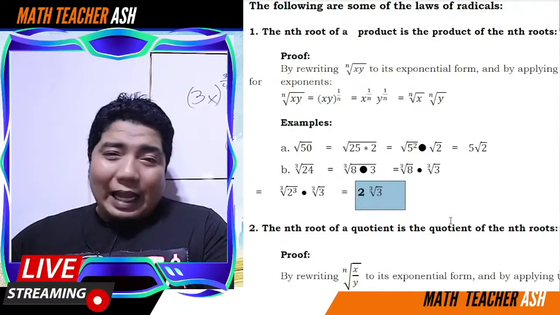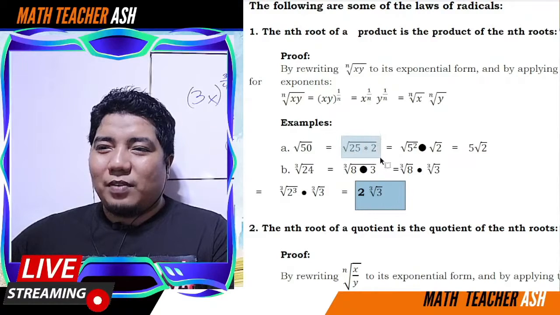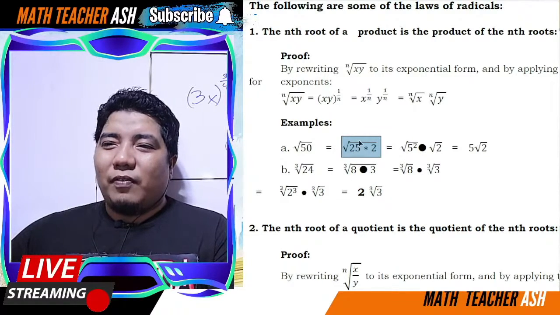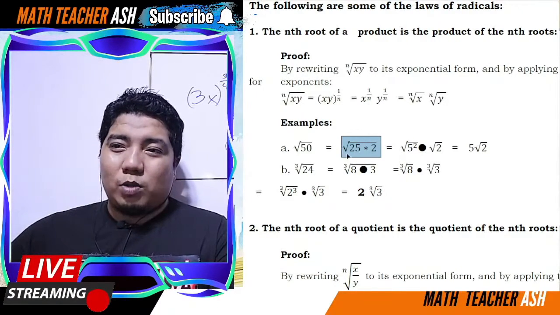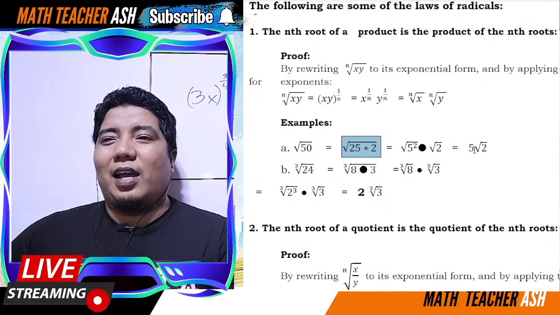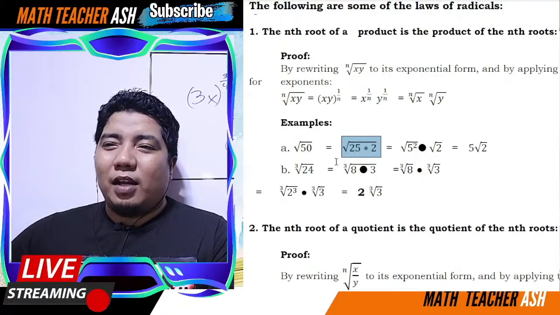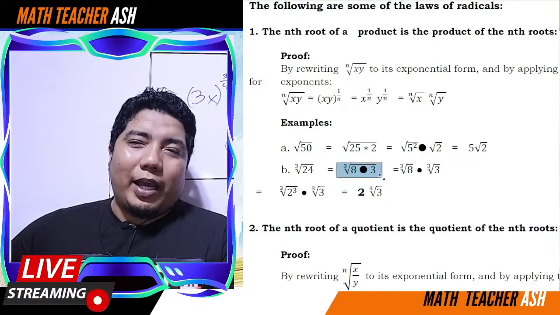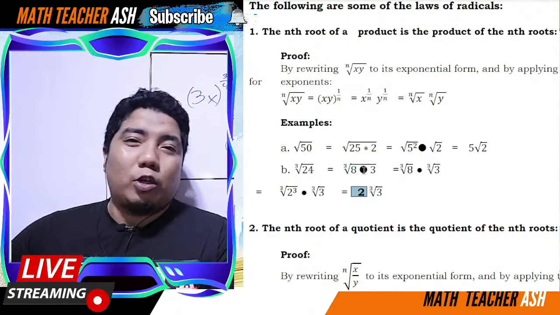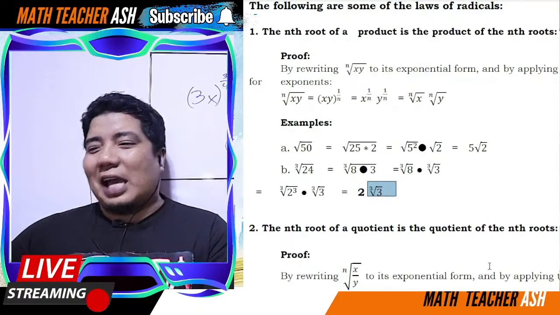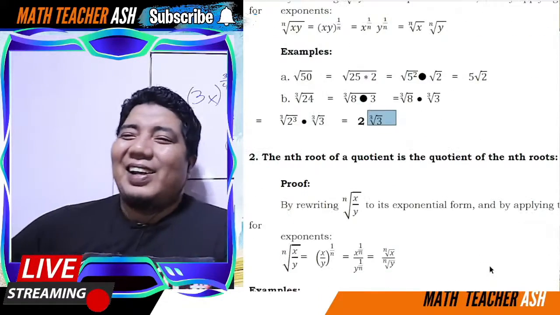Okay, so technically, my dear math learners, after you have this part, square root of 25 times 2, pwede ka nang diretso dito. Ano ba square root of 25? 5. Ano ba square root ng 2? Wala. So just copy square root of 2. Dito naman, 8 and 3. Ano ba cube root ng 8? 2. Ano ba cube root ng 3? Wala. You just copy. Alright. Easy, right? Easy lang talaga.